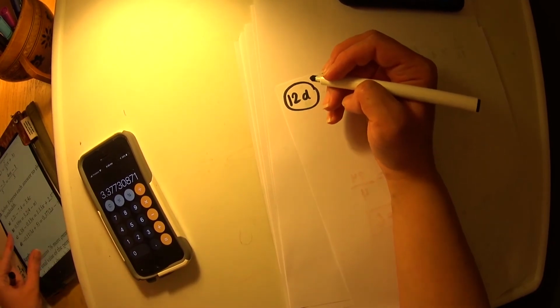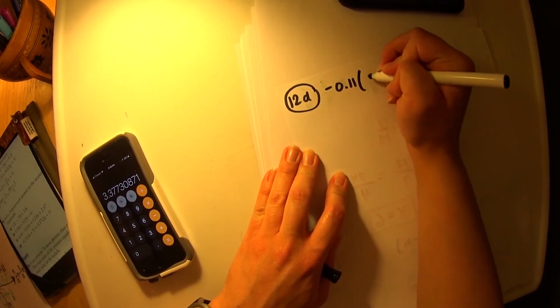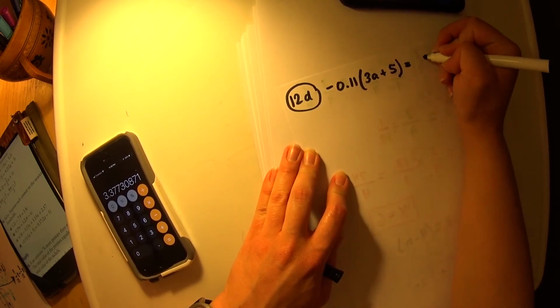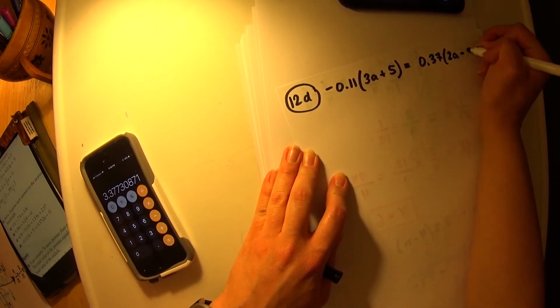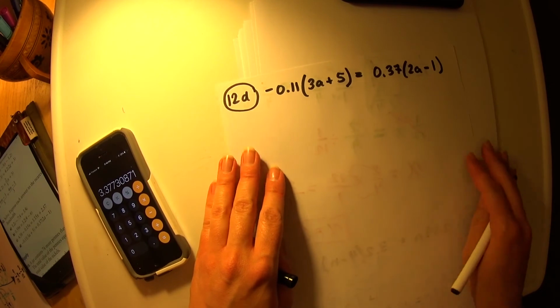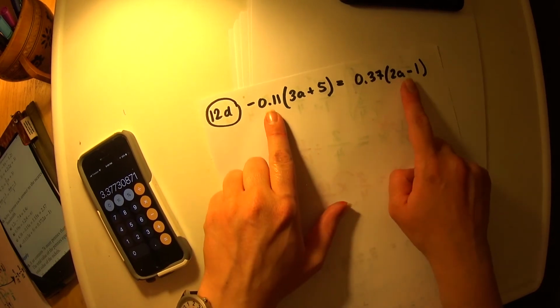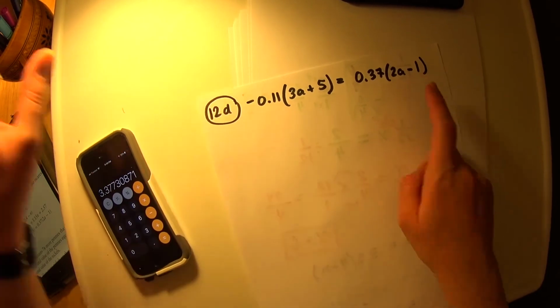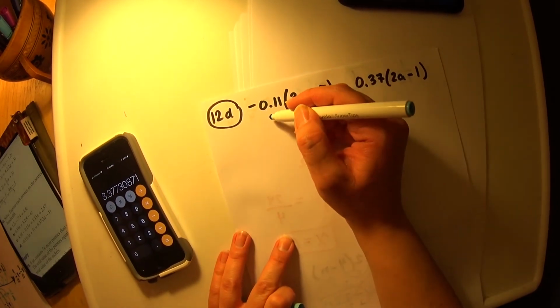Okay, last one in this section that I was requested to go through was 12D. So here's what that one looks like. Negative 0.11 times 3a plus 5 equals 0.37 times 2a minus 1. So my guess for this one, for the person who requested it, the reason they probably struggled is because we do have a couple of negatives here in both of our distributions that we're going to have to be careful of. So that would be my guess as to where they went wrong.